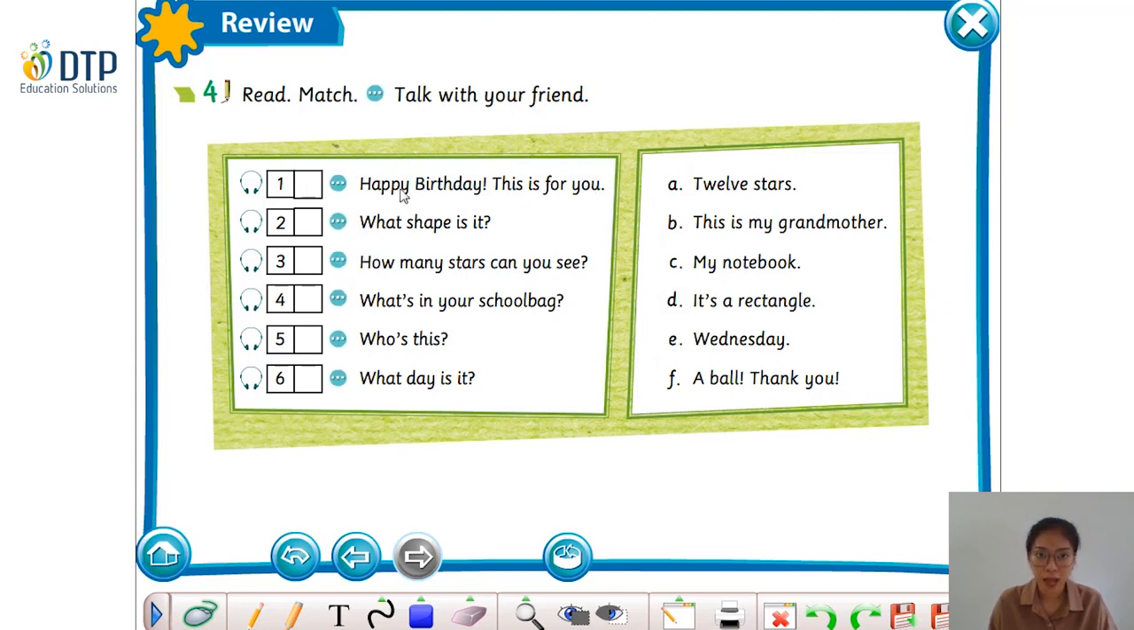Happy birthday, this is for you. Choices: 12 stars; no, this is my grandmother; no, my notebook; no, it's a rectangle; no, Wednesday; no, a ball; thank you. Yes, so the match for sentence number one is letter F.